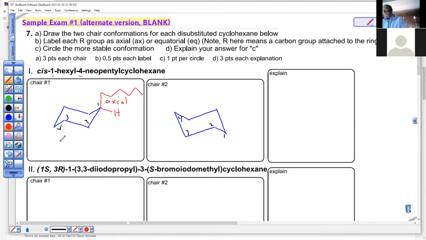Now, your days of choices are over because the name says cis. And what's important about this group you drew is not the fact that it's axial, but the fact that it's up. Cis means either up for the 2 groups or down. If you wanted down, you shouldn't have put the hexyl where you did. You should have used the other bond. You chose up, which is fine. Your neopentyl on 4 has to be up.